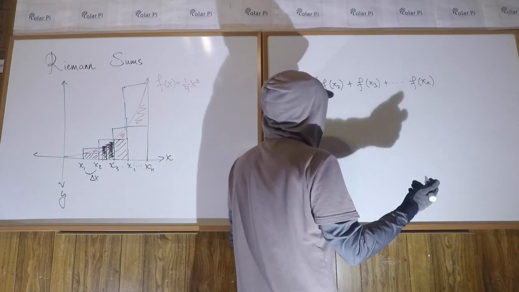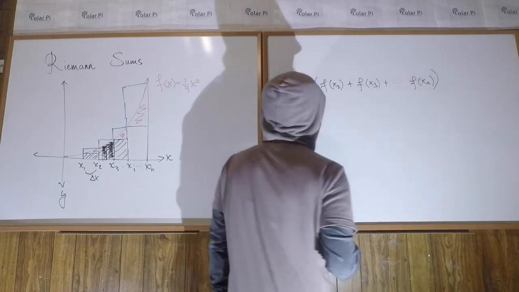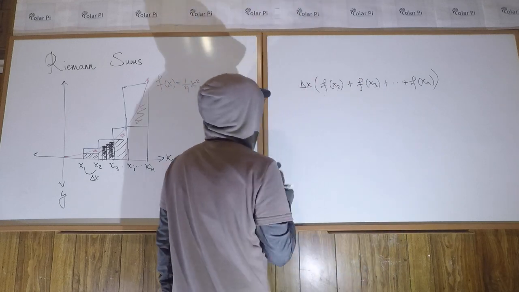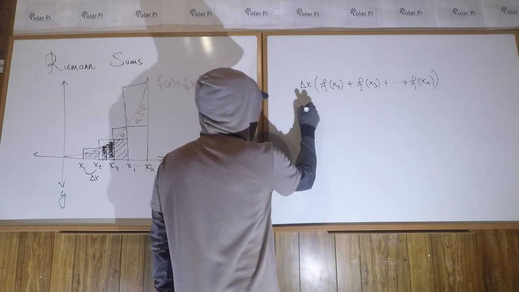Okay, but he should understand this. All right, so how do we write this succinctly? I need a plus sign right here, don't I? We write this succinctly like this, using sigma.